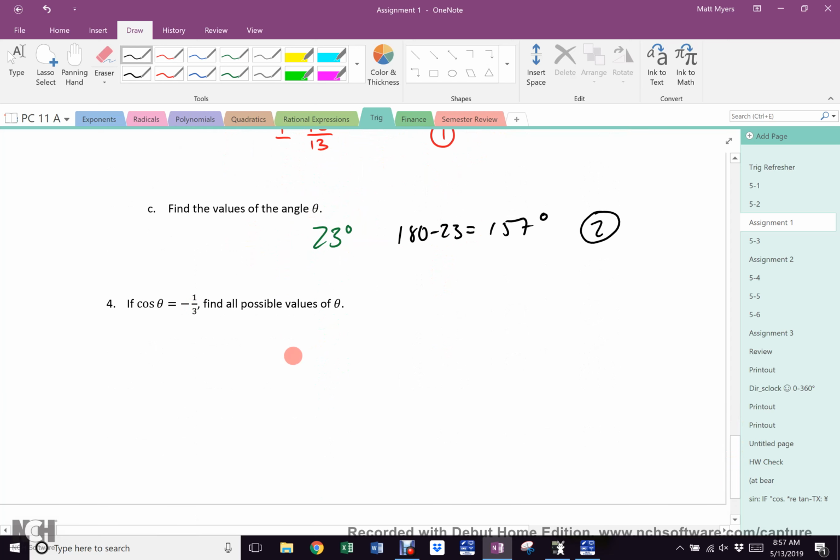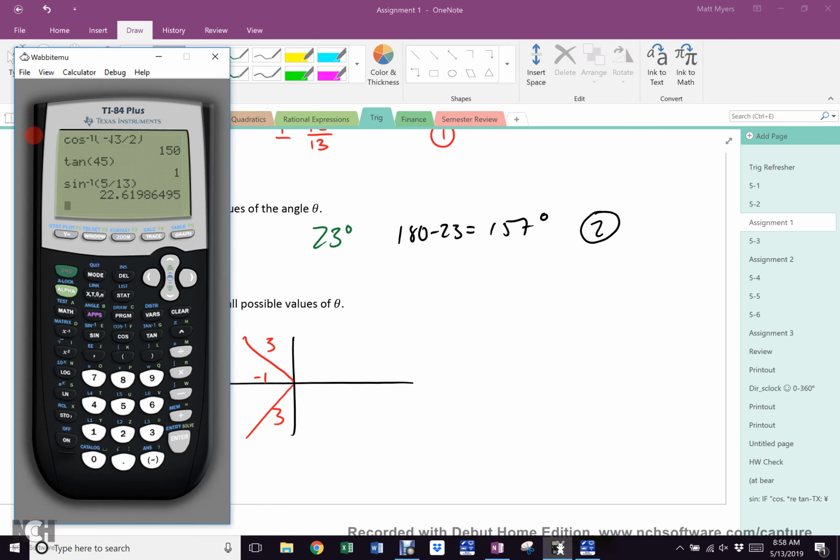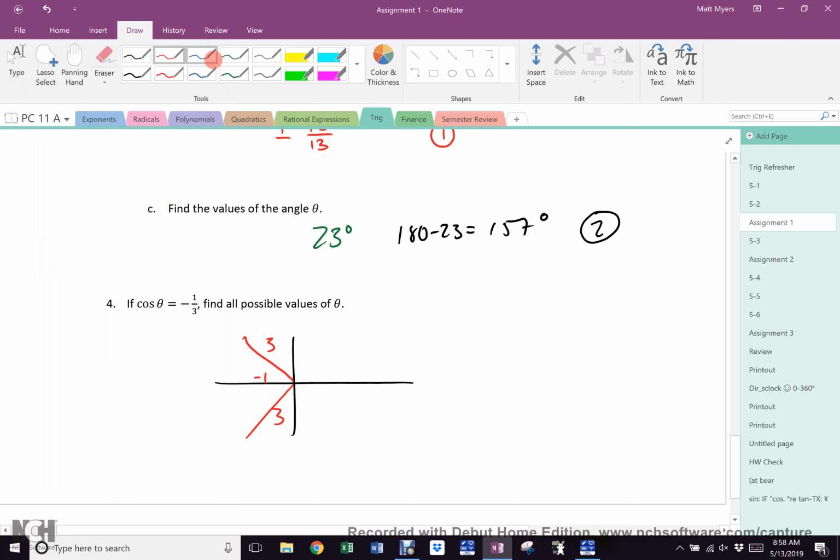If cos equals negative 1/3, find the possible values of theta. That means cos has to live down here. No, I lie. Has to live there. There's the 3, there's the 3, there's the negative 1. I only want values of theta, so all I got to do is shift cos once with my calculator. Shift cos negative 1 divided by 3 to get 109.47. So this is 109, which means this is 71. Which means what's this?